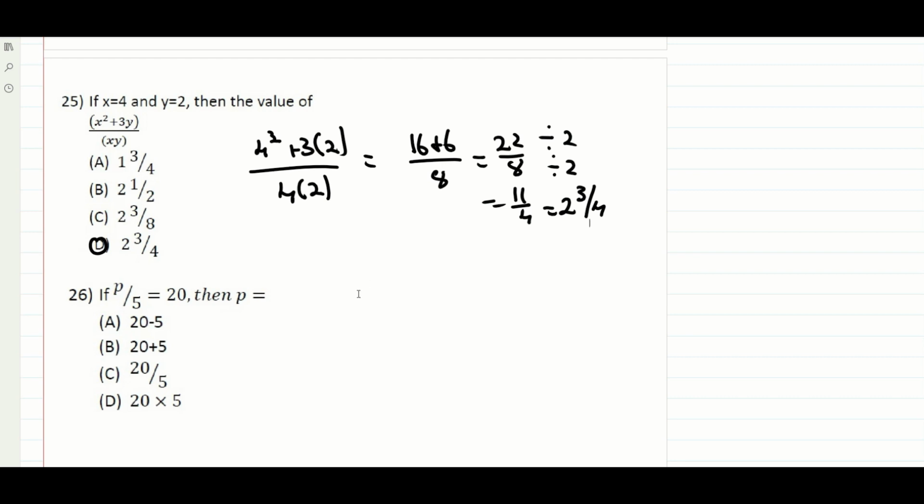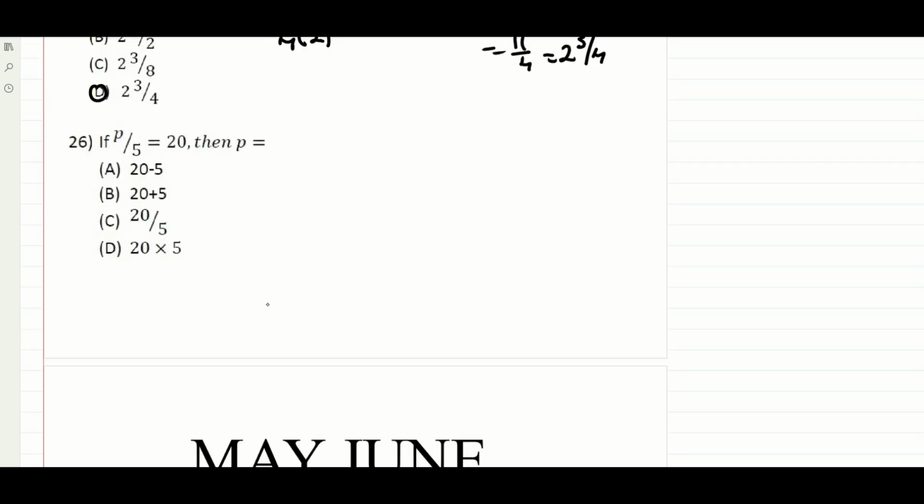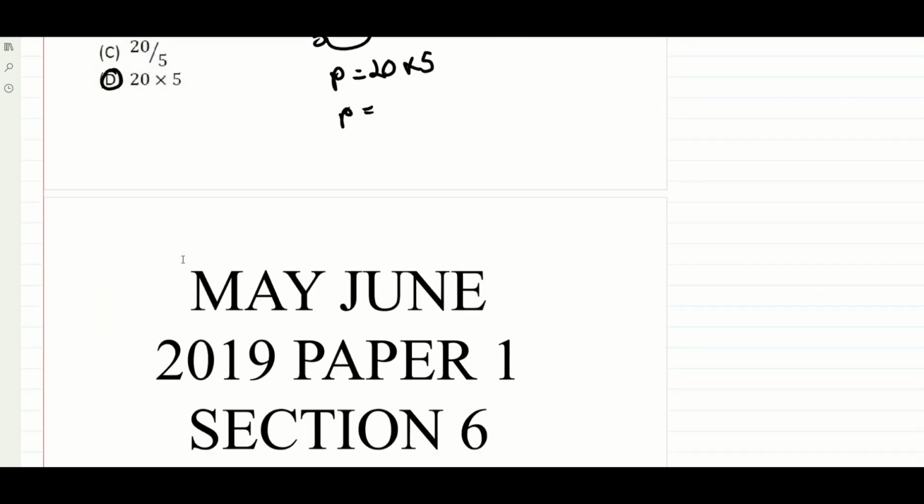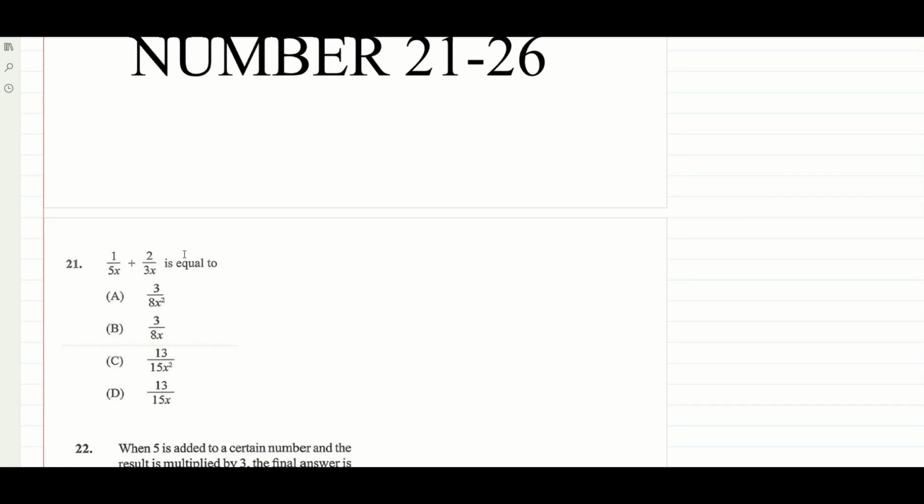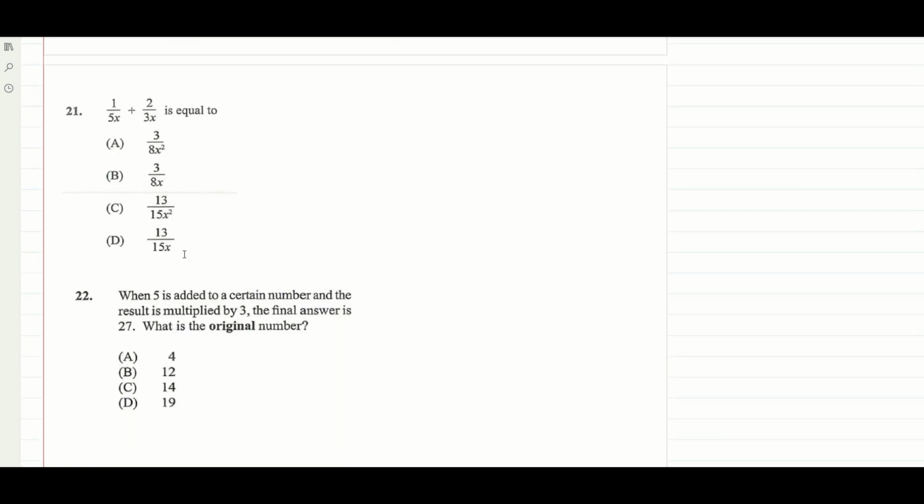Right? They said number 26, p over 5 is equal to 20. So what is p? P would be 20 multiplied by 5. We carry across 5, so p is equal to 100, which is D, right? I was going to do it, but that's not the answers that they have here. And that's how you would do this question. Let's do the rest, because I don't think it's taking long for me to do it.